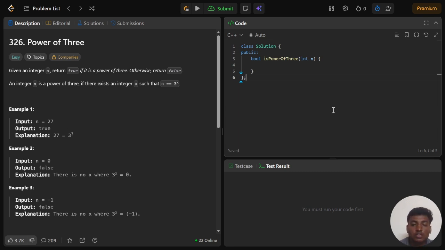3 raised to 19 is 1162261467. This is the biggest power of 3 which we can fit into a 32-bit integer. So we can say 3 raised to 19 is the maximum such number for the maximum integer.